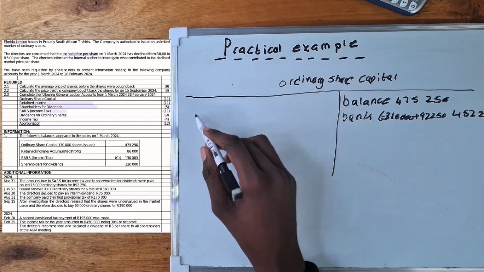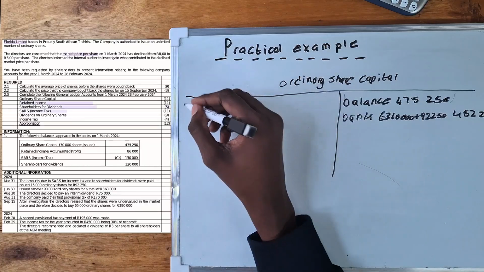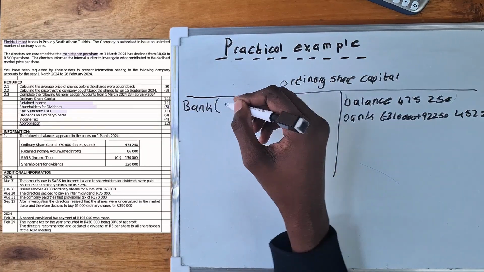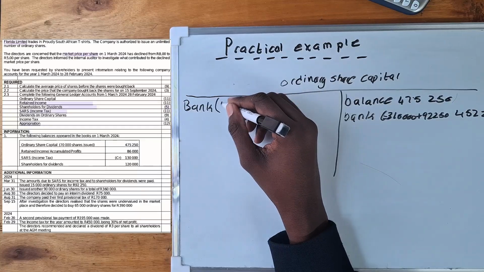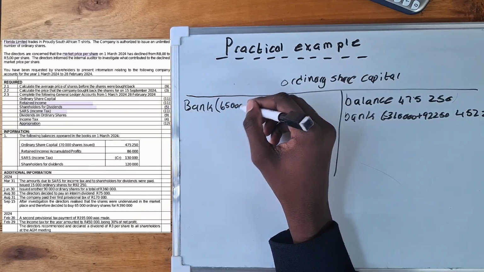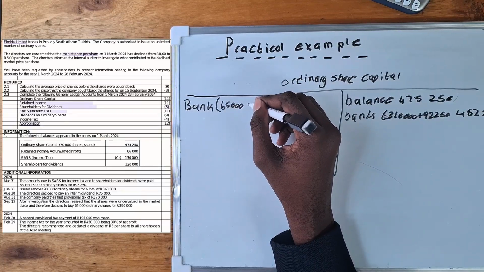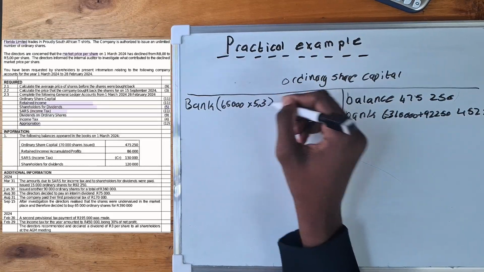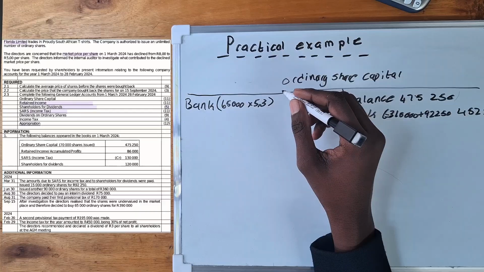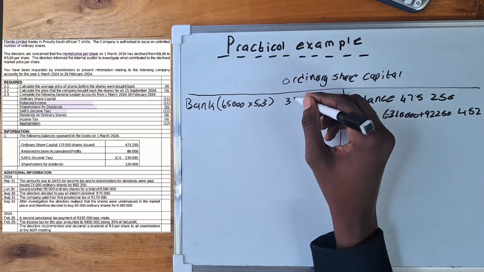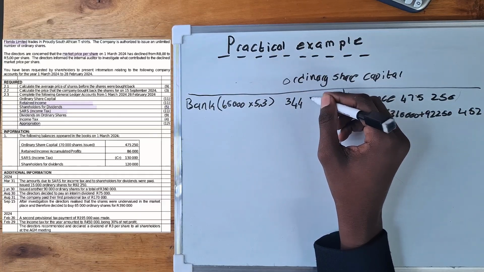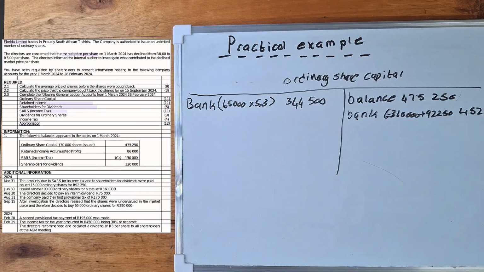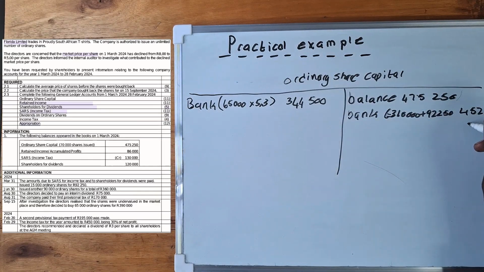So we now need to look at the repurchases. So we put bank again. Then we look at the repurchases. We bought back 65,000 shares. Now we use the average share price, which was 5.3. Then this should give us 344,500. And if you calculate to see which side is bigger, it should obviously be this side.